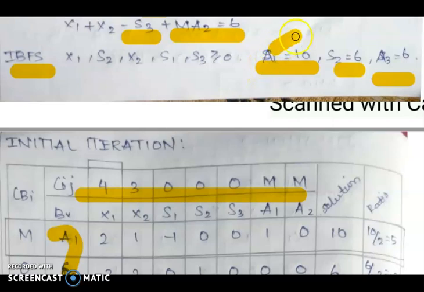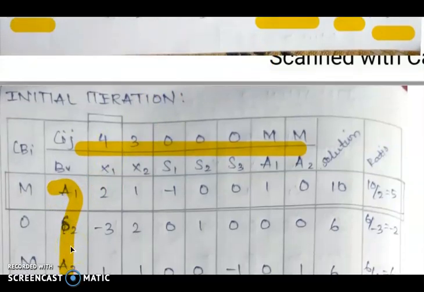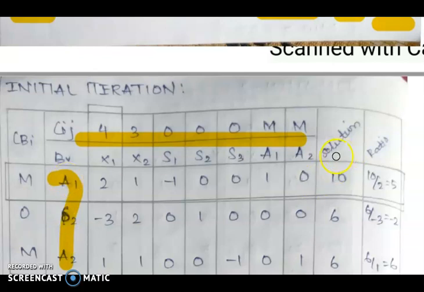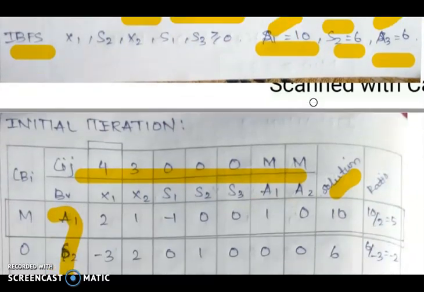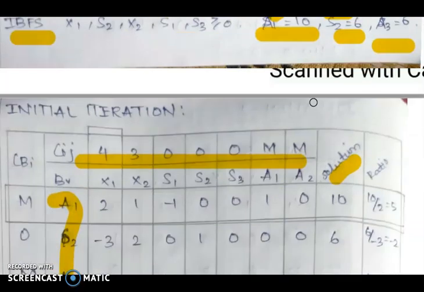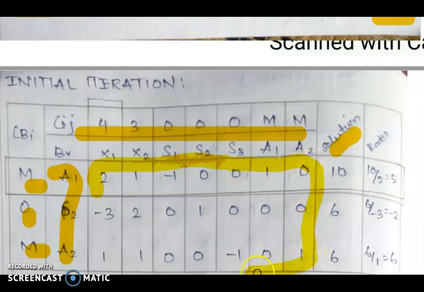Here we have found a1, s2, a2. In the table we mention a1, s2, a2 and the solution values: a1 equal to 10, s2 equal to 6, a2 equal to 6. The CB coefficient of a1 is M, of s2 is 0, and of a2 is M. By using the equations we can directly enter these values.